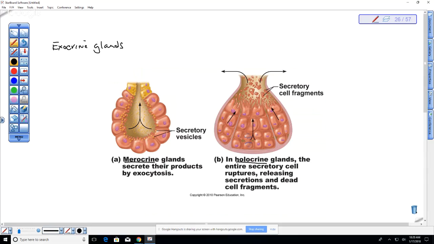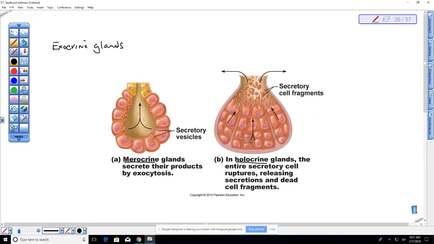The most common type of exocrine glands are the merocrines. This is where they just secrete their products via exocytosis. So what this means is that they're producing maybe an enzyme, and the enzyme gets packaged in a vesicle, and the vesicle fuses to the outer membrane and releases its substances into the duct. So this would be like your gastric glands. They would be examples of merocrine glands. This is also like the mammary glands, so they are producing milk, and this is also the sweat glands.